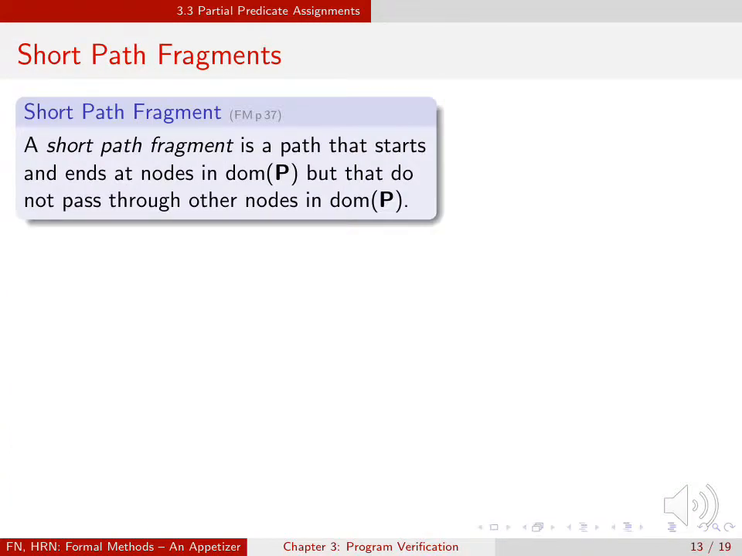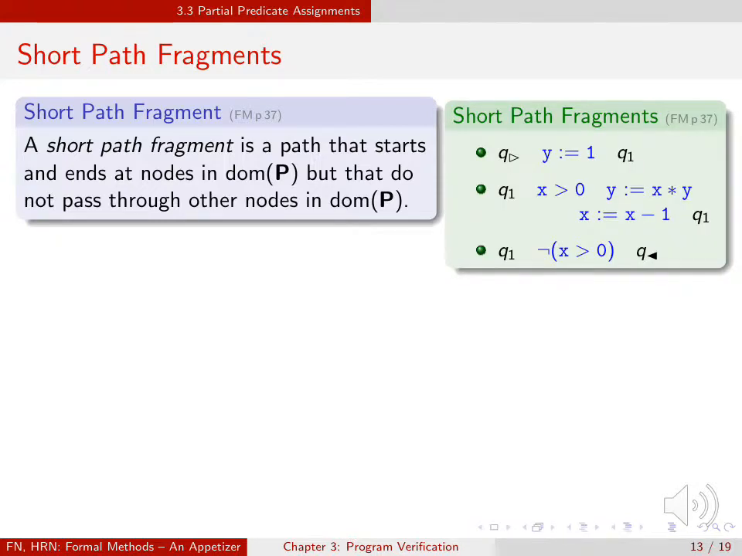To explain what it means for a partial predicate assignment to be correct, we first need the notion of a short path fragment. This is the shortest possible path from a node with a predicate to another node with a predicate. Hence, there are no predicates assigned to any interior nodes. For the program we are looking at, there will be three short path fragments. One from the initial node to Q1, one from Q1 through the loop to Q1, and one from Q1 to the final node. We collect the set of actions on the short path fragment.